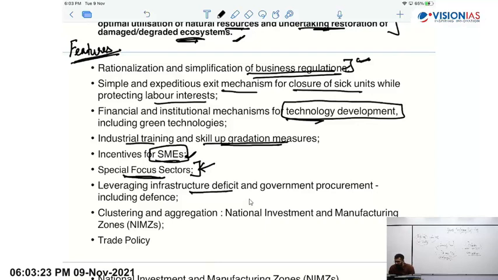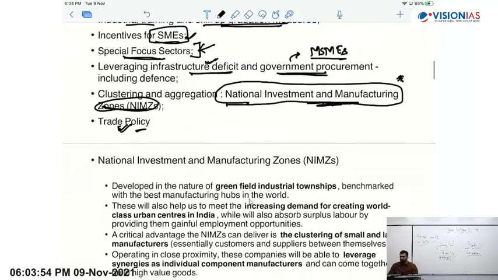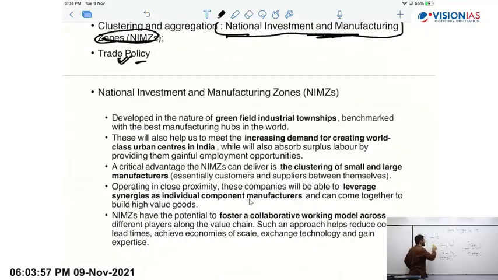Leveraging infrastructure deficit and government procurement. This government procurement is to promote MSMEs and also to promote infrastructure. Now this is the major key of the policy, the national investment and manufacturing zones. Then there was also trade policy to increase the exports and to reduce the imports. Was trade policy also a part of it. The major intervention was your creation of clusters, national investment and manufacturing zones. Now what exactly are these NIMZs?